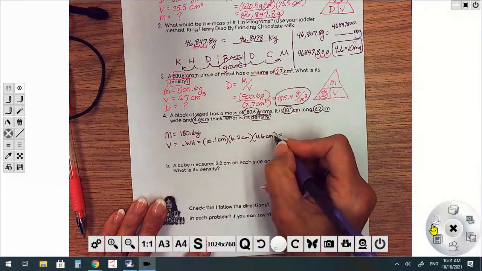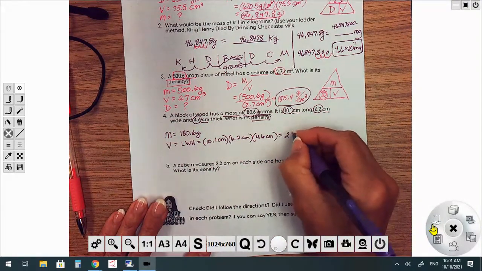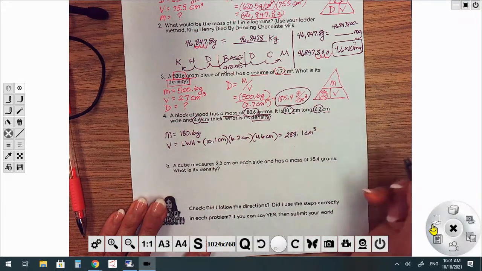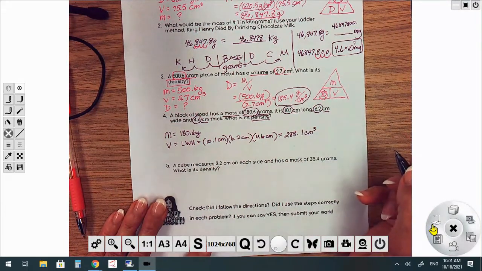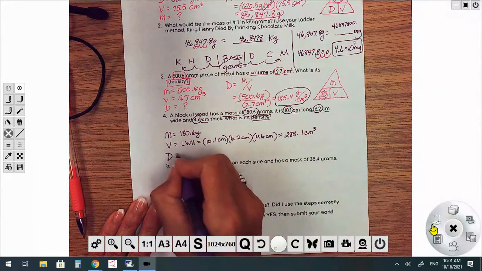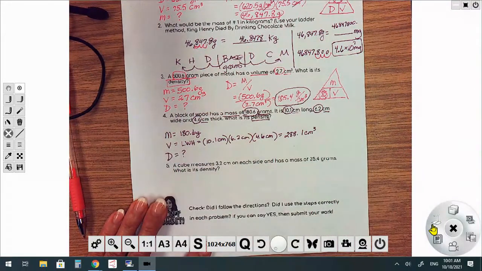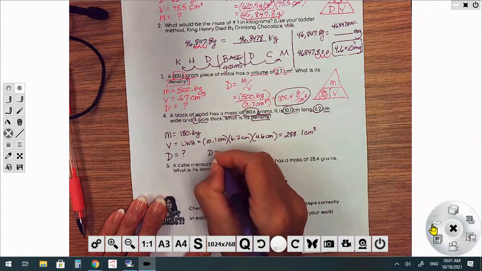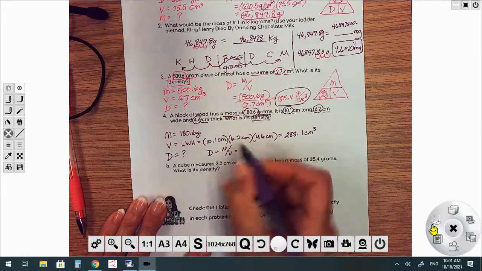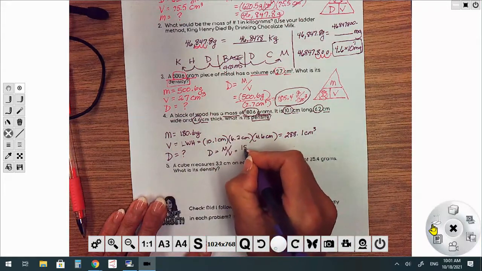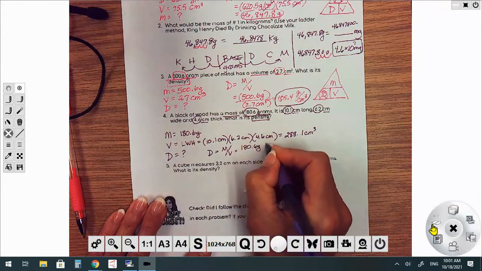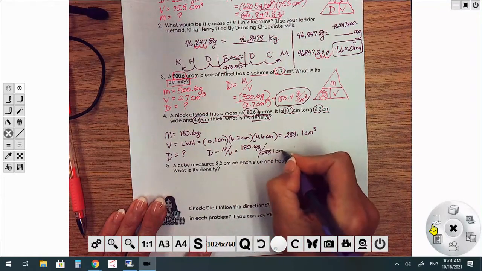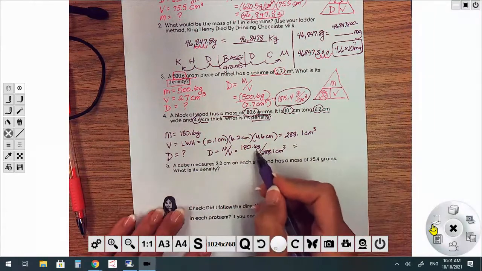And when you multiply them out, you remember to round to the tens place. You should have gotten a volume of 288.1 cubic centimeters. Right? We're trying to solve for density. So our formula is the same as number 3. Density is mass divided by volume. The mass of the block of wood was 180.6 grams. Its volume was 288.1 cubic centimeters.